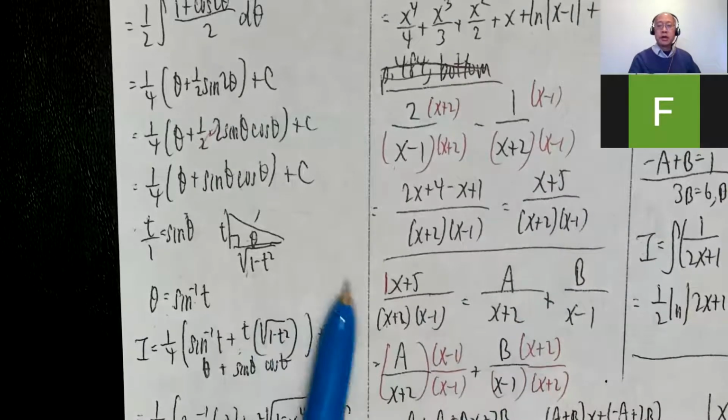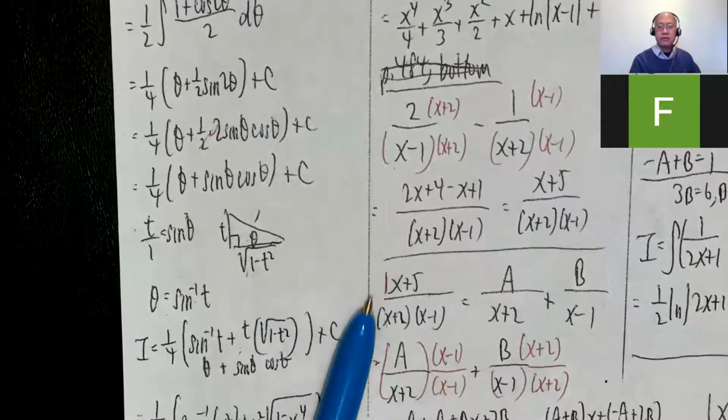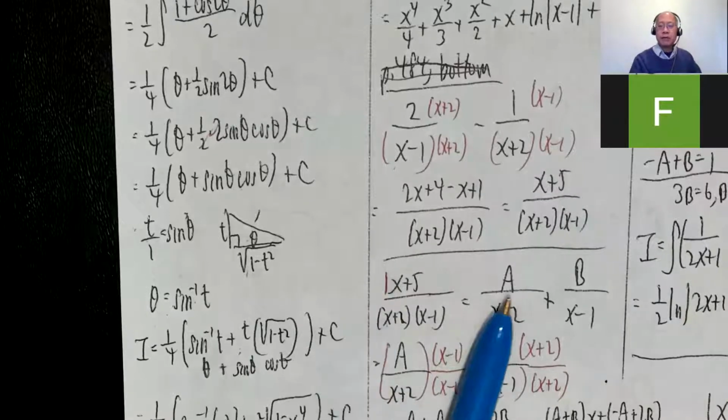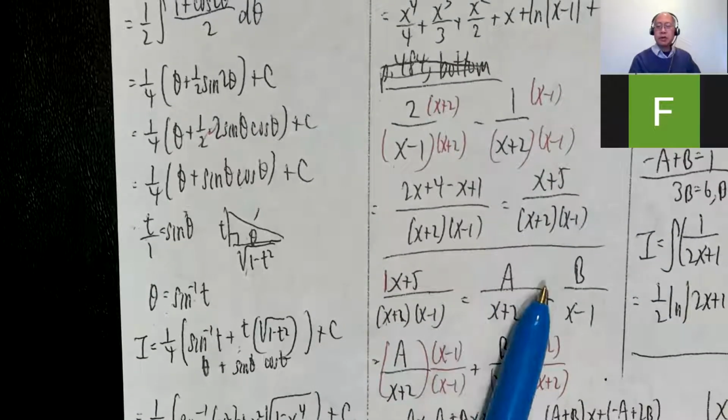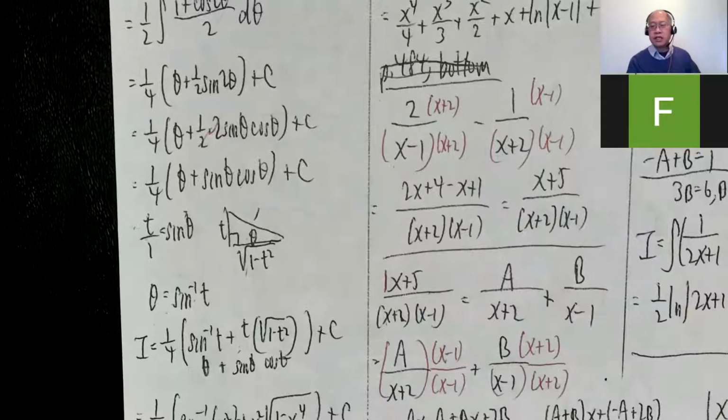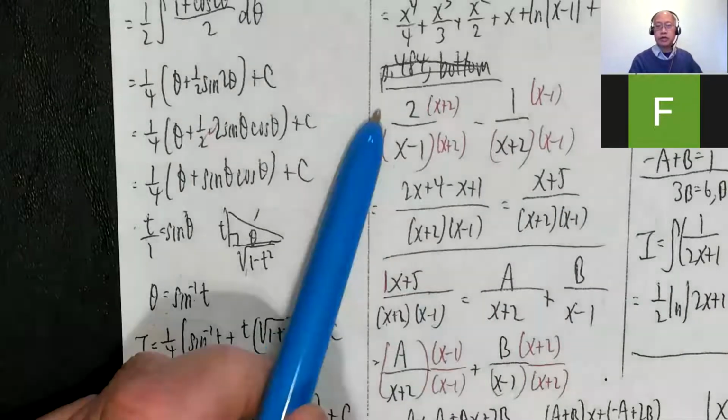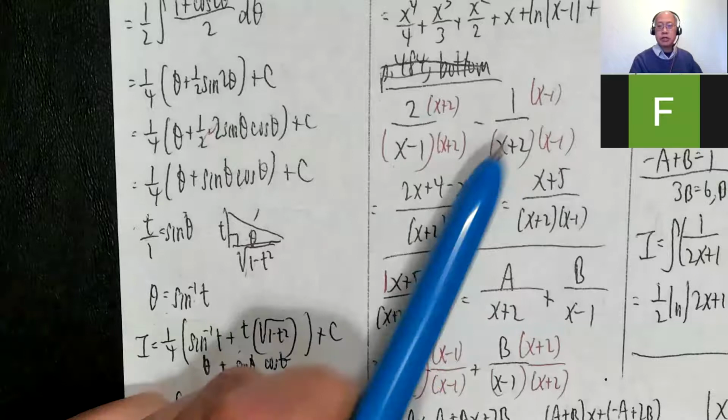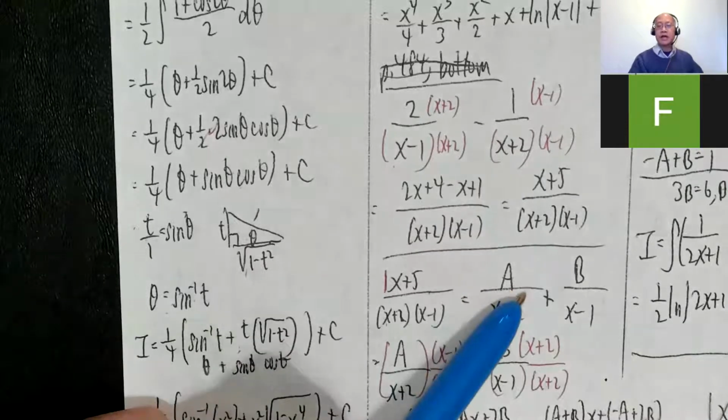Can I go backwards? If I start with x plus 5 over x plus 2, x minus 1, how do I bring it back to a over x plus 2 plus b over x minus 1? Now, in this case, we're kind of cheating. We already know what the answer should be. A should be 2 and b should be -1. Right? But that's the concept behind partial fractions.